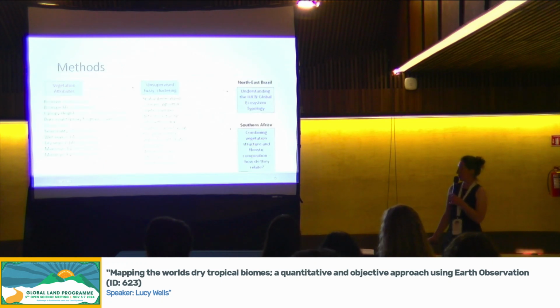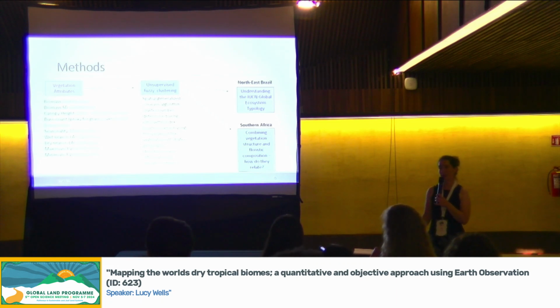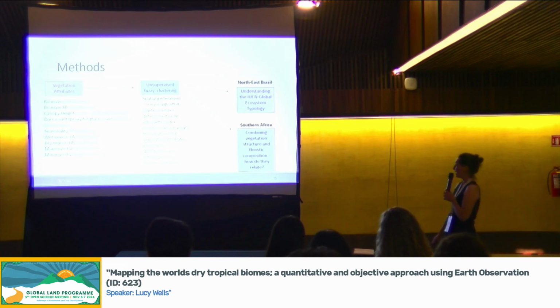So, a brief workflow of my methods. Instead of using climate data, as I mentioned, we've used vegetation attributes from Earth observation data, which aim to look at structure and phenology. And then we use unsupervised fuzzy clustering approaches to mapping. This allows us to get the probability of membership within each vegetation cluster that we get. And I'm just going to talk you through the 2 case studies that we have looked at.